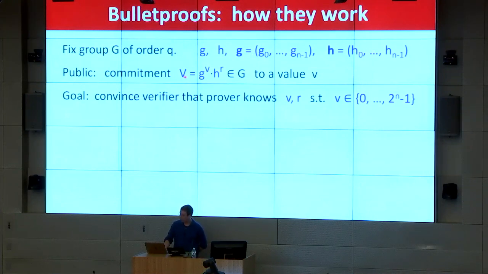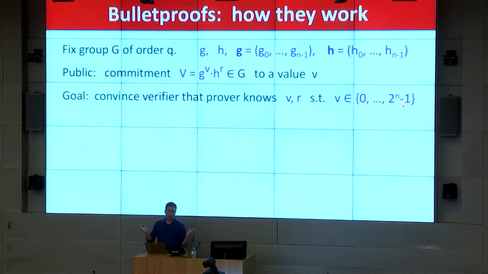Now, what's public is the commitment to the value. You can see the value is G to the V times H to the R. V is the value that's committed to. And what the prover wants to do is convince the verifier that it knows both V and R, and V happens to be in the range 0 to 2 to the n minus 1. Okay, that's our goal. Simple goal. That's what's called a range proof.